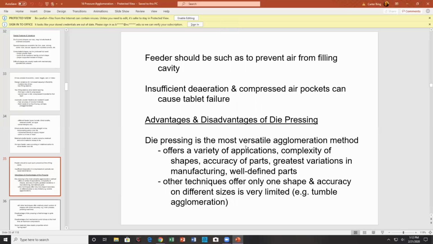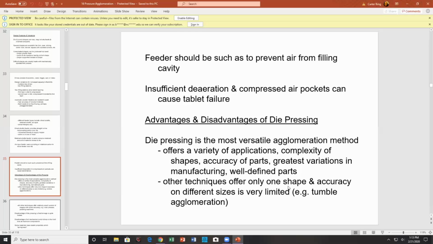Die pressing is the most versatile agglomeration method, with a variety of applications, complexity of shapes, accuracy of parts, great variations in manufacturing, and well-defined parts. I guess corners are accepted by this statement here. Okay, strikes me as corners will be difficult. You have rounded surfaces which cause no problems, and then you have cornered surfaces. Whereas you can produce them, they will always wind up being more difficult to produce than curved surfaces. So maybe one of your design features should be to eliminate corners.